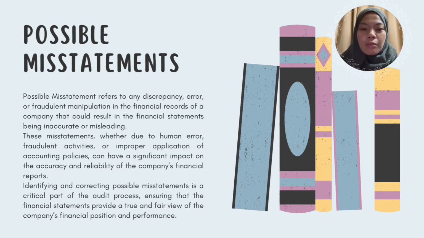Possible misstatement. Possible misstatement refers to any disparity, error, and fraudulent manipulation in the financial records of a company that could result in the financial statements being inaccurate and misleading. This misstatement, whether due to human error, fraudulent activities, or improper application of accounting policies, can have a significant impact on the accuracy and reliability of the company's financial reports. Identifying and correcting possible misstatements is a critical part of the audit process, ensuring that the financial statements provide a true and fair view of the company's financial position and performance.